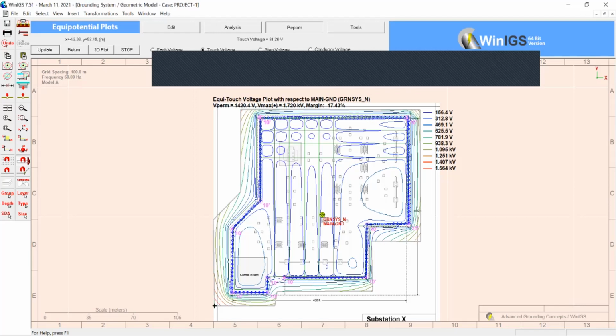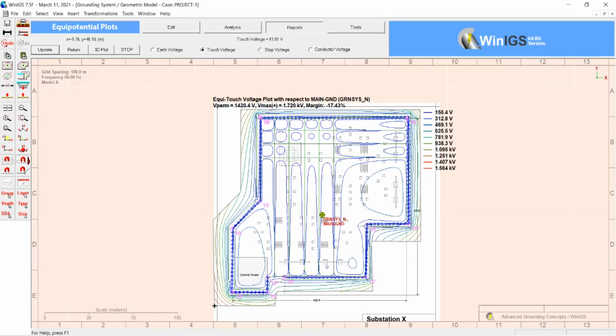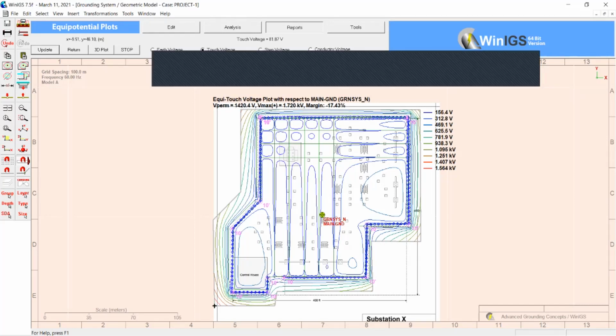Whatever you are doing here, that's the report, and according to this report, the real grounding grid will be constructed. Okay, so that's the way you have to do it. So I think most of us don't have it, making the report with respect to the main ground, so we don't have that margin.